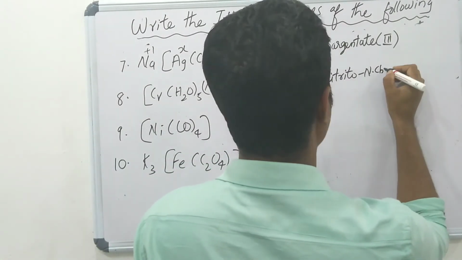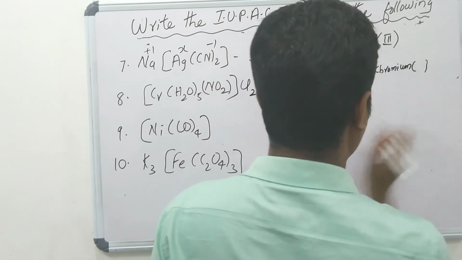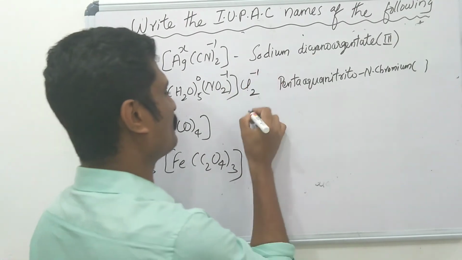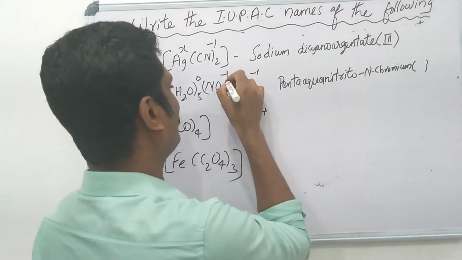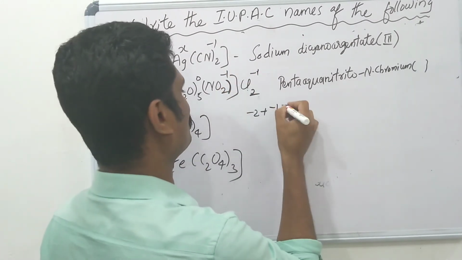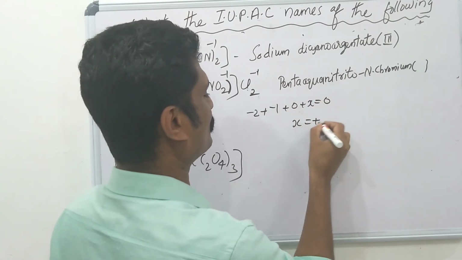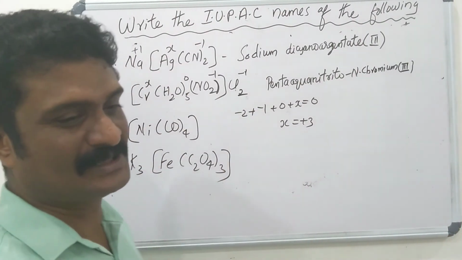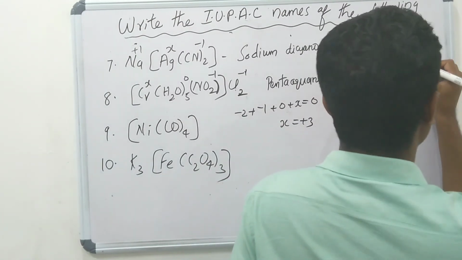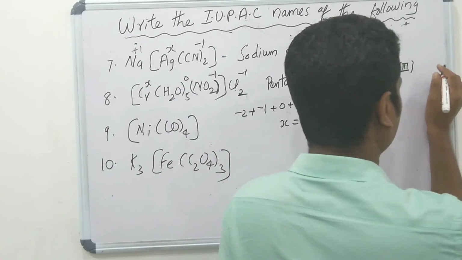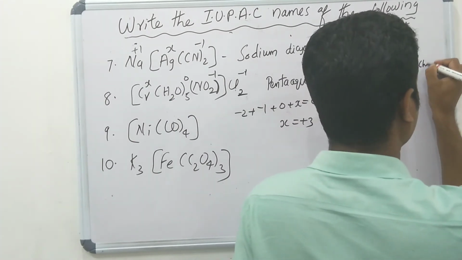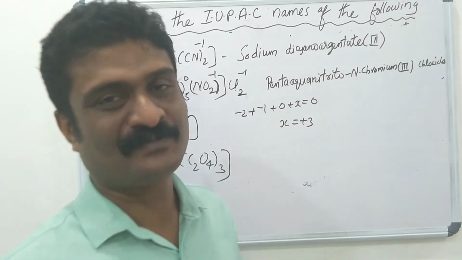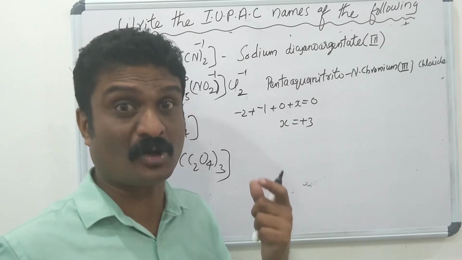Then the name of the central metal, chromium. The oxidation number of chromium: Cl is minus 1, NO2 is minus 1, H2O is 0, chromium X. 2 into minus 1 is minus 2, plus NO2 minus, its charge is minus 1, H2O 0, plus X equals 0, then X equals plus 3. Pentaaquanitrito-N chromium(III), then the negative part, the counter ion Cl minus, chloride. There should be a gap between the positive part and the negative part. If Cl minus was inside the bracket, it acts as a ligand, chlorido. Outside the bracket, Cl minus acts as a simple ion, chloride.